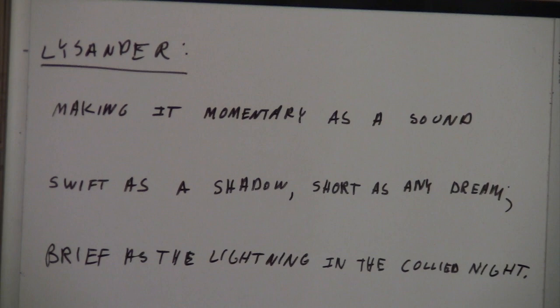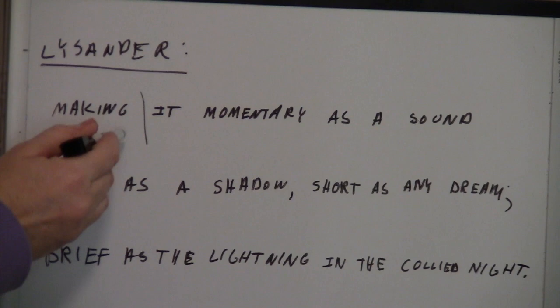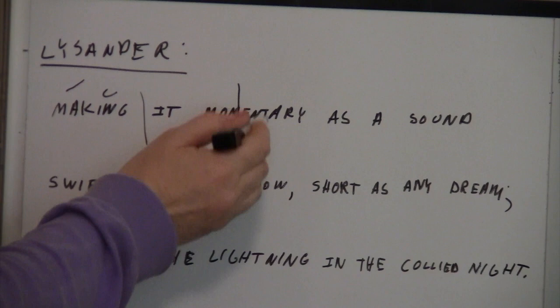Okay, here we have 3 lines from Lysander in Midsummer Night's Dream. Let's scan these together. First foot would come making. Now, we can't say making, so you know that's a troche, making. It moan and tarry as a sound.